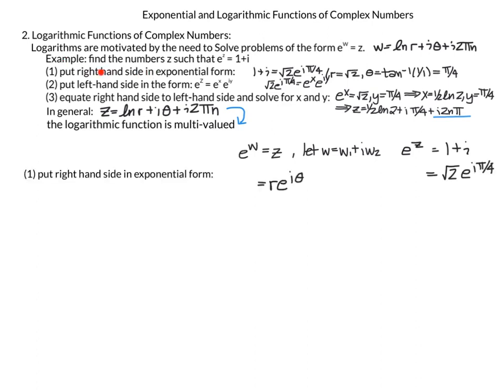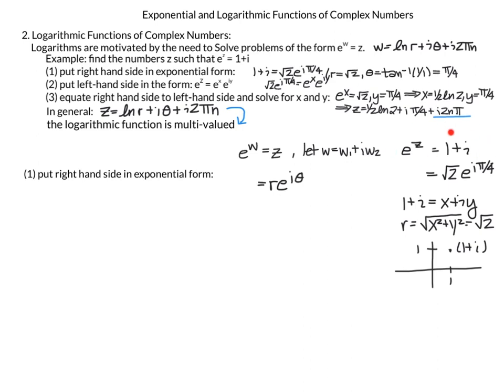So my first step is to put the right-hand side in exponential form. I moved the step here, so you can see the right-hand side of the equation. Over here I have my complex number, which I'm going to write as r e to the i theta. That's my exponential form of a complex number.